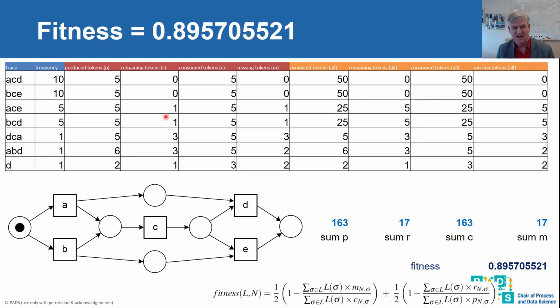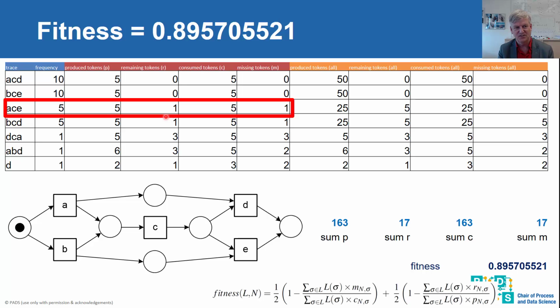So again, I can create a table. I can look at a particular trace. So for example, ACE is happening 5 times. If I replay ACE on this model, then you see that there is a problem because this place is indicating that A should be followed by D eventually, and B should be followed by E. Whereas this trace is following this path, it's first doing A, then C, that is still all okay, but then at the end there is no D, there is an E instead.